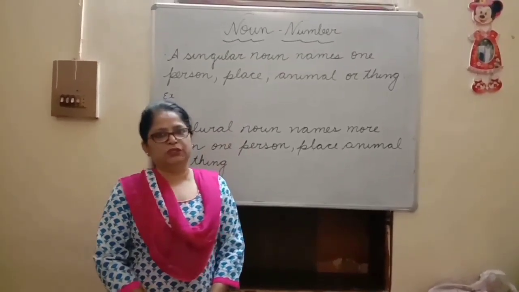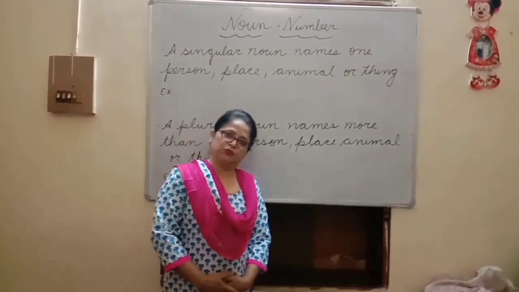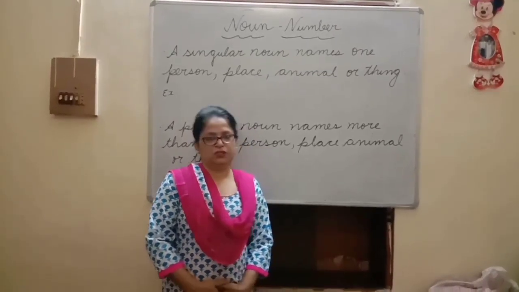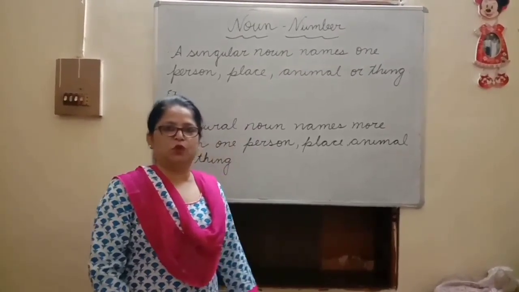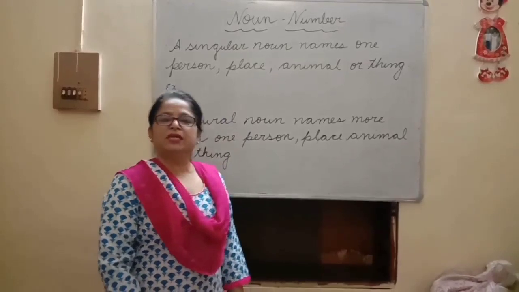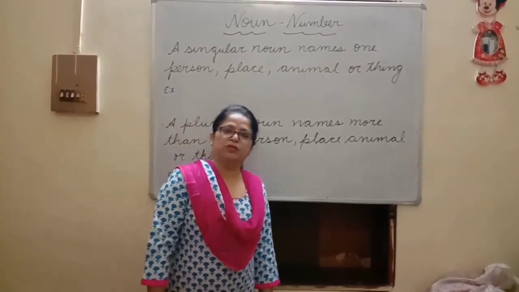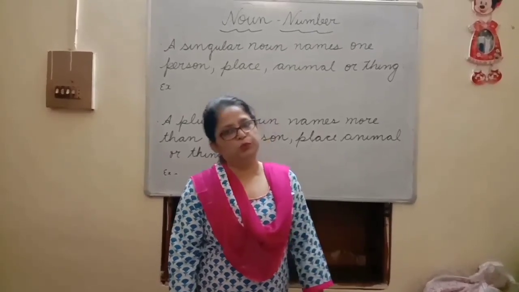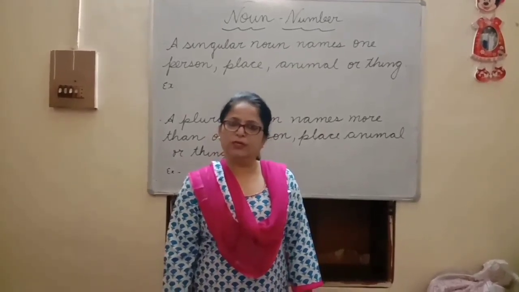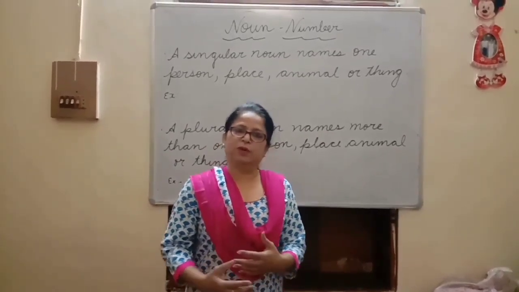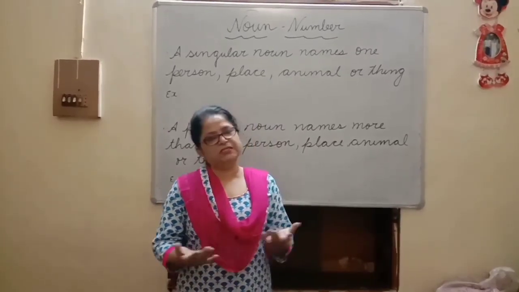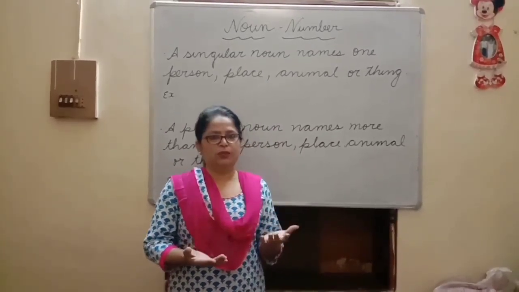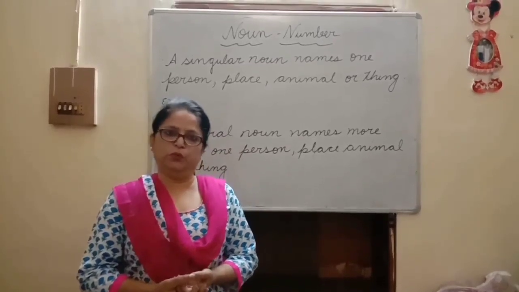Today I'm going to teach English language to standard 4 and 5. Again, it is together because it's the same topic. The topic is noun number. What do you mean by noun number? It means singular and plural noun. In your lower classes, you must have learnt about one and many. It is the same thing. One means singular and many means plural.